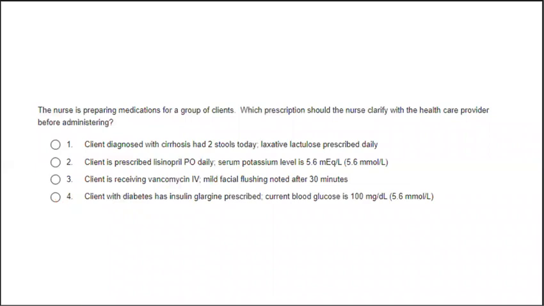The nurse is preparing medications for a group of clients. Which prescription should the nurse clarify with the healthcare provider before administering? Okay, client diagnosed with cirrhosis, had 2 stools today. Lactulose was prescribed. Remember, lactulose is given to patients with cirrhosis and hepatic encephalopathy.